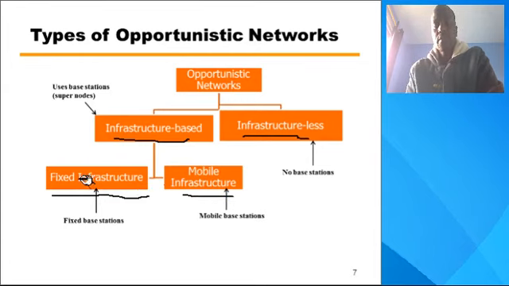The difference between these two is simple. The fixed infrastructure uses fixed base stations, while the mobile infrastructure uses mobile base stations. The infrastructure-less opportunistic networks, on the other hand, don't have any base stations, so they don't use any base stations. What they have in the network are just normal nodes.